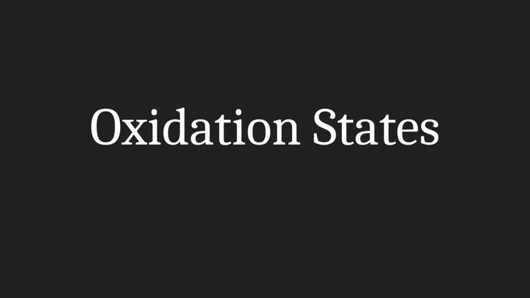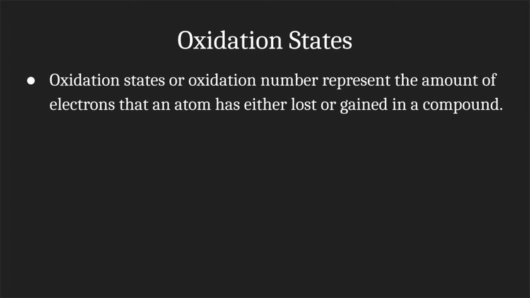Hi, I'm Matt, and in this video we are going to go over how to determine an atom's oxidation state. So an atom's oxidation state, or oxidation number as we're going to refer to it, represents the amount of electrons that an atom has either lost or gained in a compound.